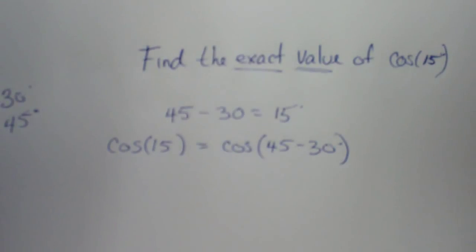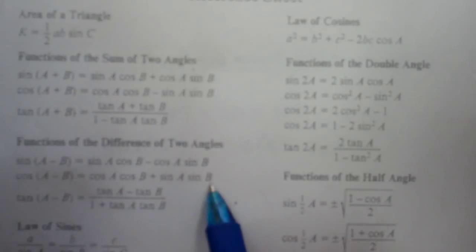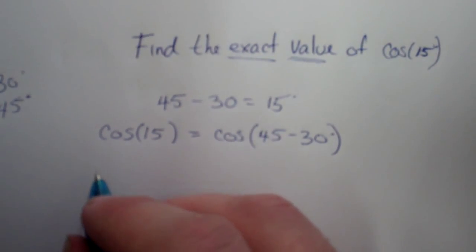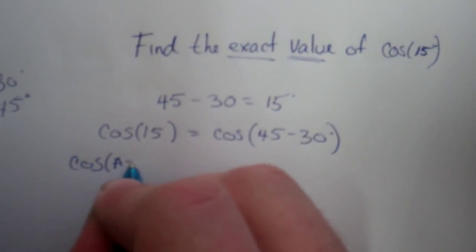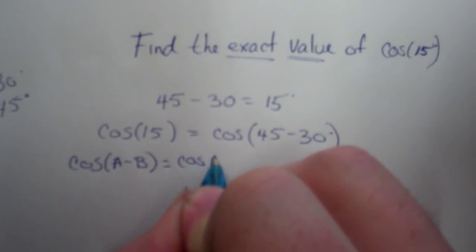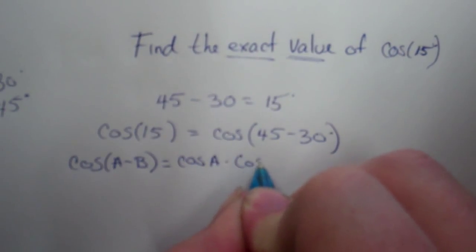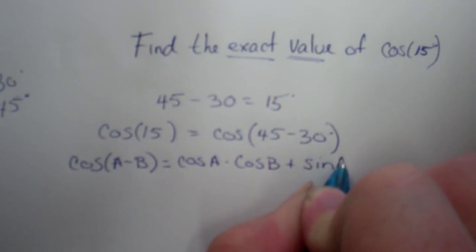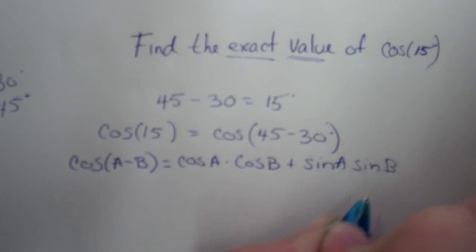Now, is there any trig formula which is the cosine of two angles being subtracted? So we look on the reference sheet, and I notice that right here there is the cosine of A minus B is equal to this. So I'll take this and write this down for you. From the reference sheet, it tells us that the cosine of A minus B is equal to the cosine of A times the cosine of B plus the sine of A times the sine of B.